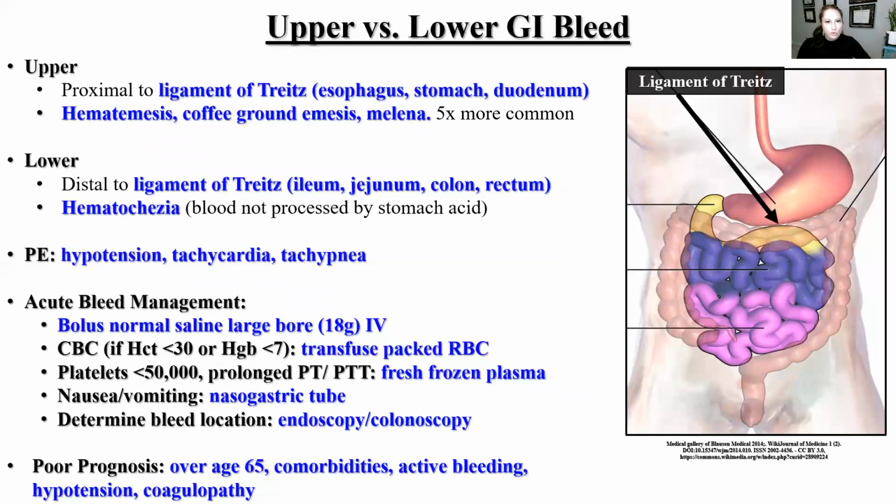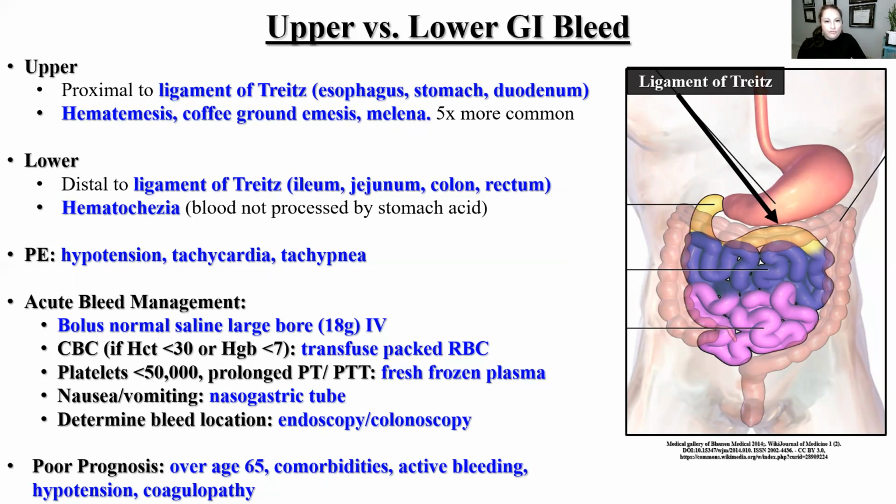An upper versus a lower GI bleed. This is something that you need to recognize and treat immediately. There is an anatomical structure called the ligament of Treitz that helps us to distinguish proximal lesions from distal lesions. So proximal to the ligament of Treitz is going to be the esophagus, the stomach, and the duodenum. So we would call this an upper GI bleed.